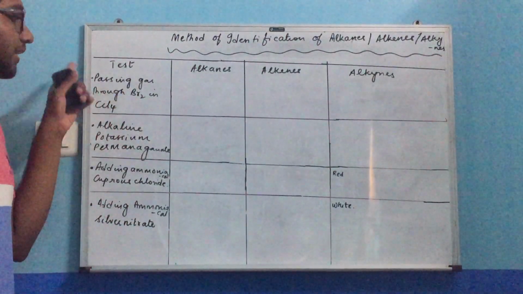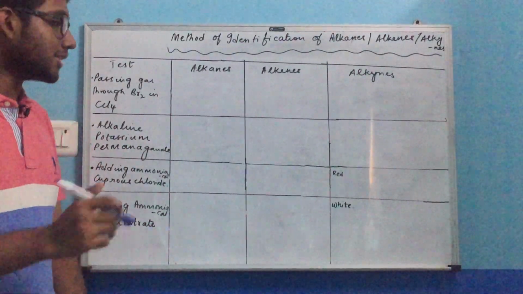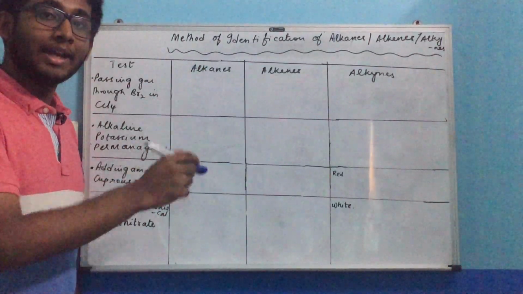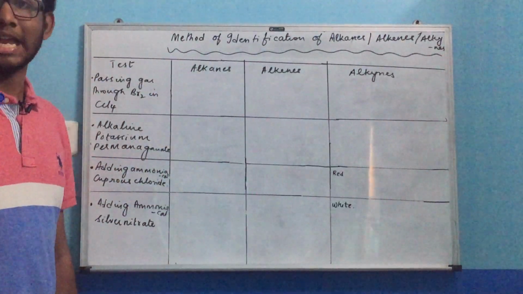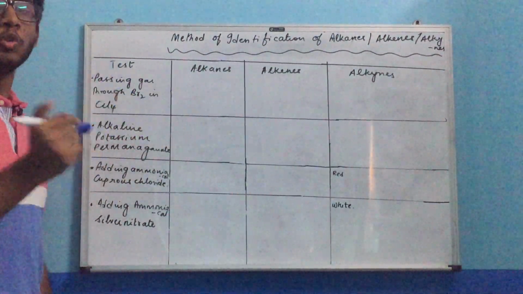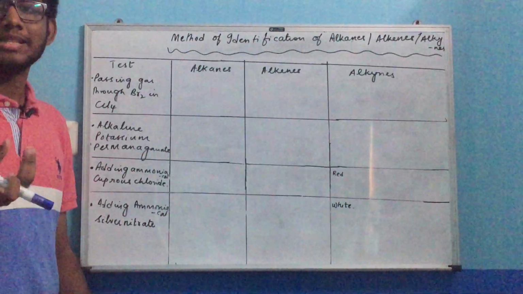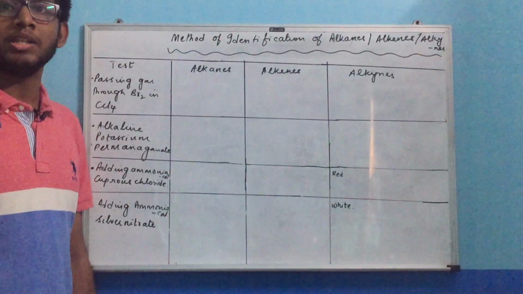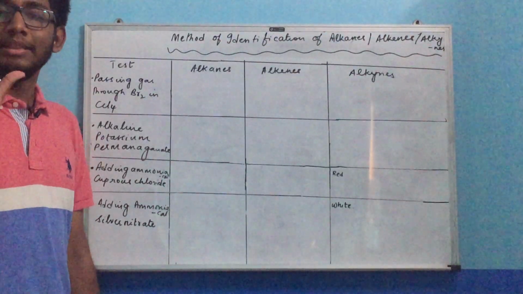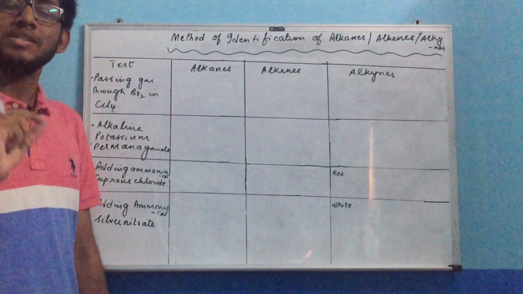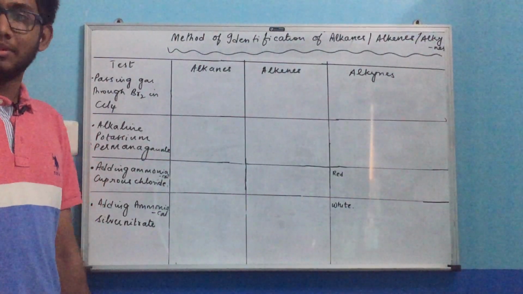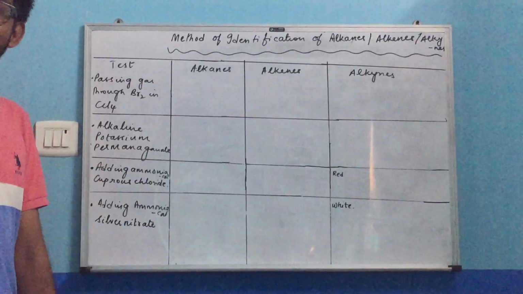Generally the first and most common test is passing the gas. Here the gas is an alkane, alkene or alkyne with a very small number of carbon atoms. You pass this gas through bromine present in CCl4. Bromine is an exceptional halogen which is dissolved in CCl4, and this gives CCl4 a reddish orange color. This color is obtained on dissolving bromine in CCl4.